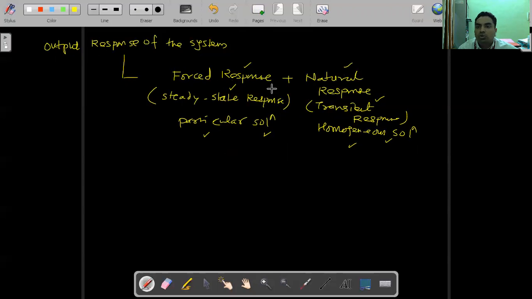What these solutions are, we will see with the help of an example. Shortly, we will take one example and I will indicate what is forced response, what is natural response, what is steady state response, transient response, and all that. Moving to the next point, that is poles and zeros.